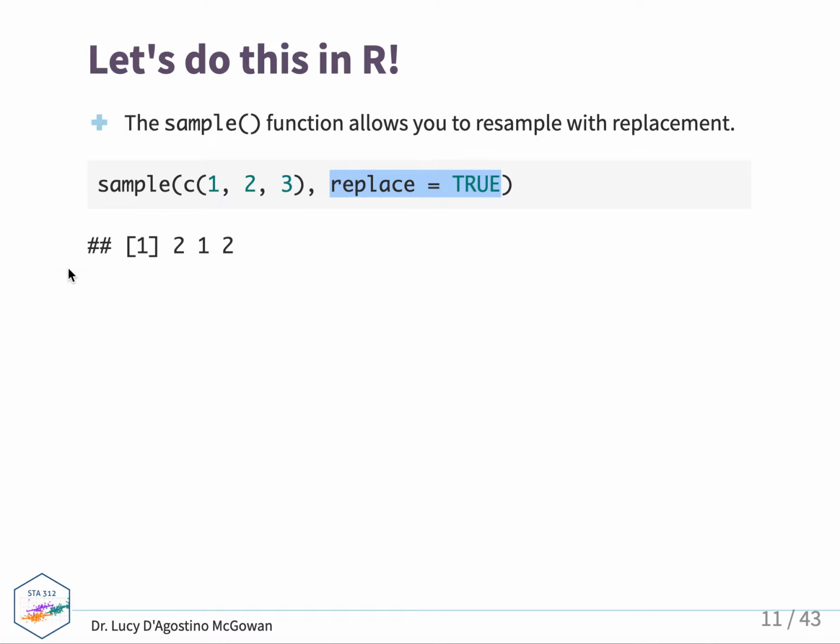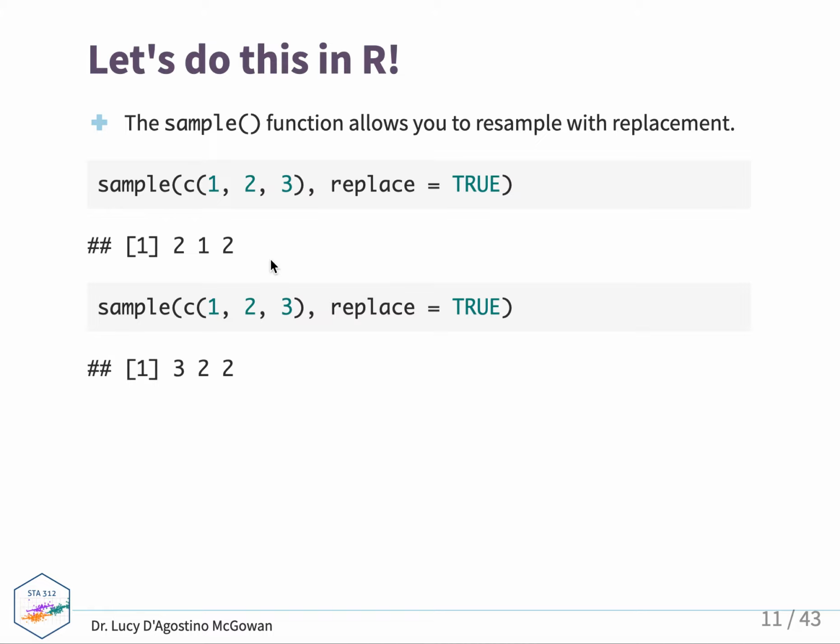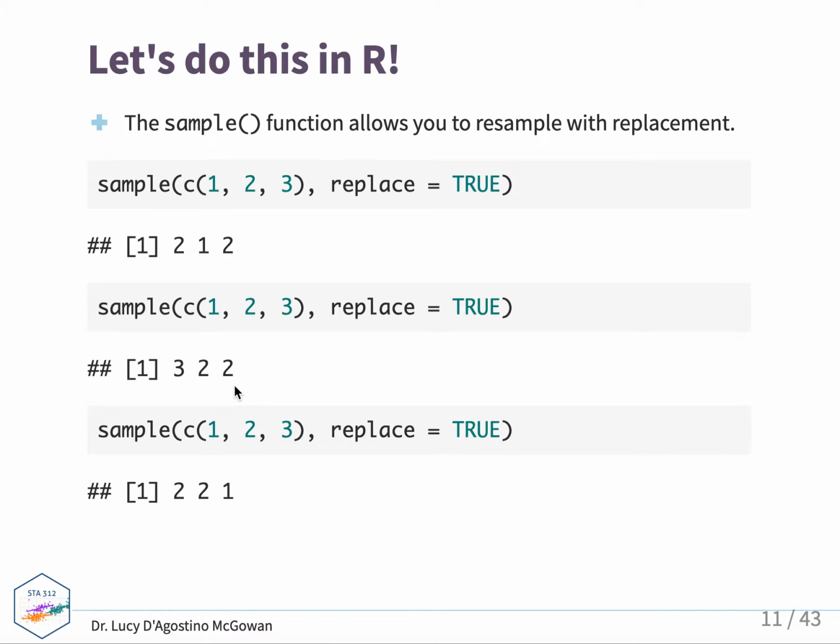So the first time I do this, I end up getting the values 2, 1, 2. If I run this again, I would get a different answer. So the second time I ran this, I ended up with 3, 2, 2. The third time I ended up with 2, 2, 1. And so basically every time I run this, I'll end up with a random pull from this vector here.